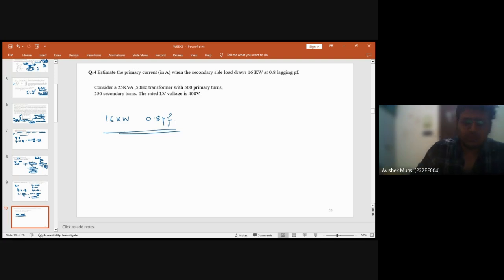To solve this question, we have to know the basics of the power triangle. Basically, we have two kinds of power. One is active power, or we can often say real power. This is in kilowatt. Another one is reactive power, basically the imaginary power from the circuit.